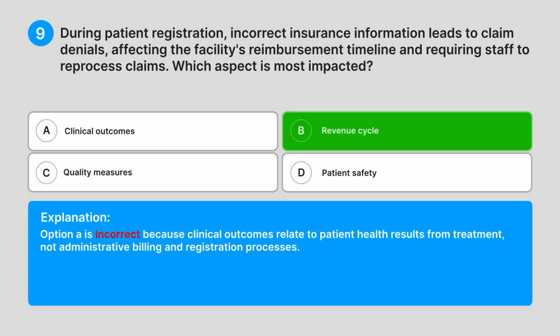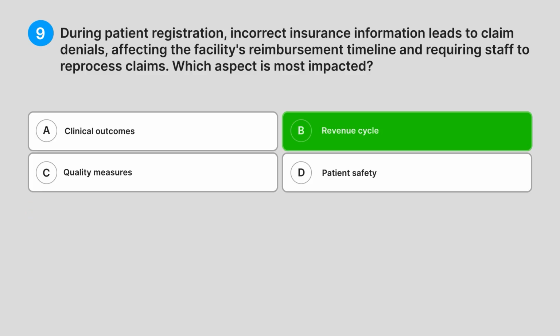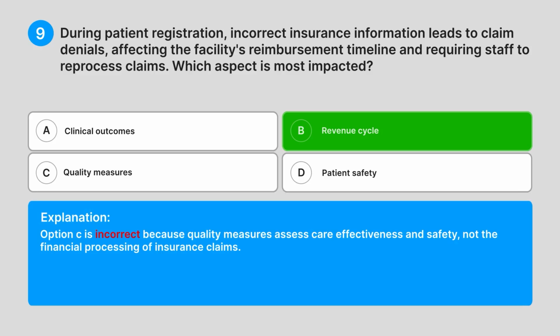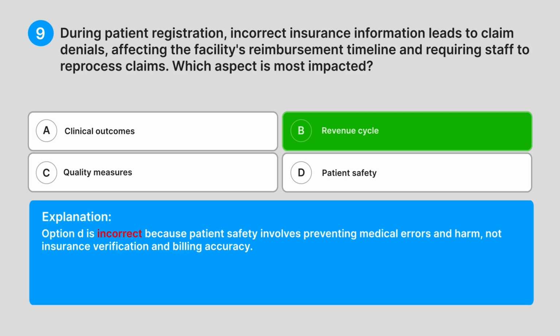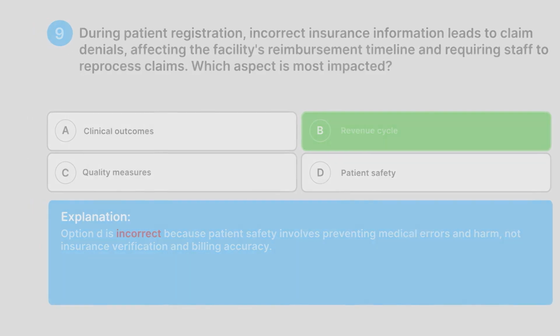Option A is incorrect because clinical outcomes relate to patient health results from treatment, not administrative billing and registration processes. Option C is incorrect because quality measures assess care effectiveness and safety, not the financial processing of insurance claims. Option D is incorrect because patient safety involves preventing medical errors and harm, not insurance verification and billing accuracy.